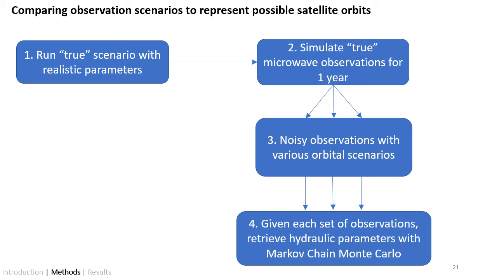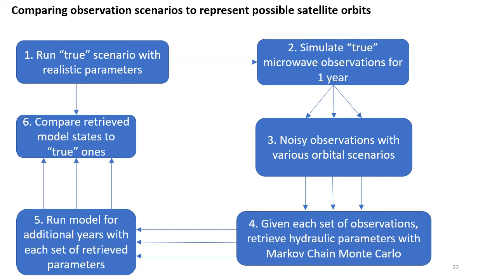perfect accuracy. And at this point, we split the experiment into several parallel paths, where each path represents a satellite in a different orbit observing at different times of day, or maybe even all times of day for a geostationary satellite. And given each set of observations at different times of day, we can assimilate those observations into a land surface model to retrieve estimates of the plant hydraulic parameters.